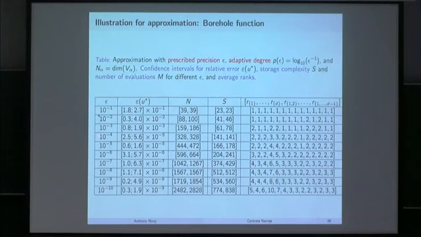So for 10 to the minus 4, the number of parameters in your format is about 100, and the number of samples is about 3 times the number of parameters in your final approximation. So you see that the number of evaluations with respect to epsilon scales in a very nice way. Okay, to reach 10 to the minus 10 error, about 2,000 samples.